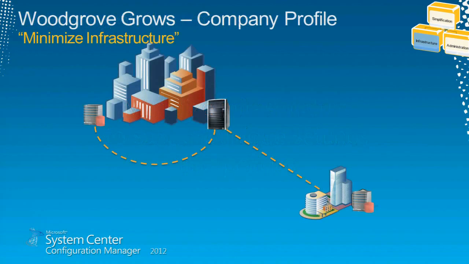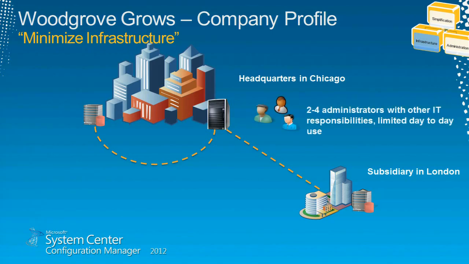Now, with that, we're going to go through a company profile that has a CAS, and I'll explain a couple more things that are a little bit confusing to people right now. Hopefully, it'll get clearer in the future. In this company, Woodgrove, this is going to be a very large company. They've got a headquarters in Chicago and another big site in London. They've got multiple administrators that do a lot of work in Config Manager, and 125,000 clients that they want to manage.